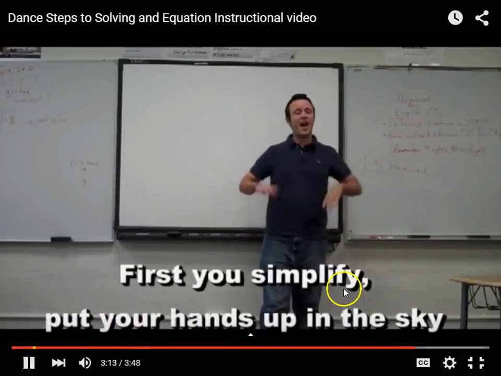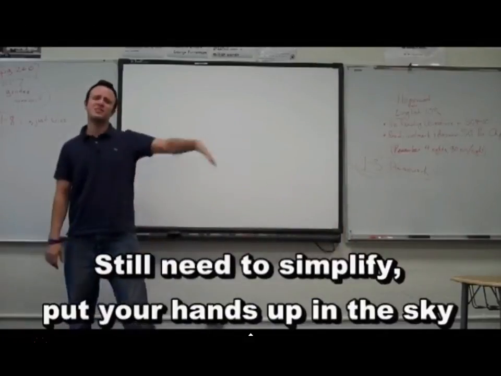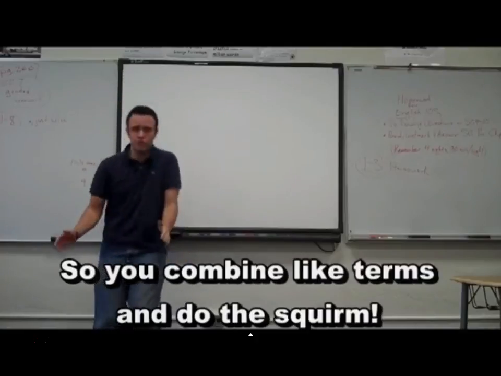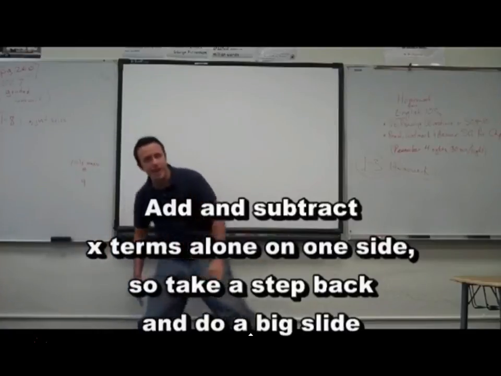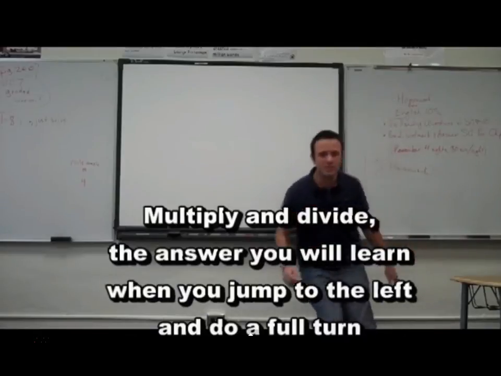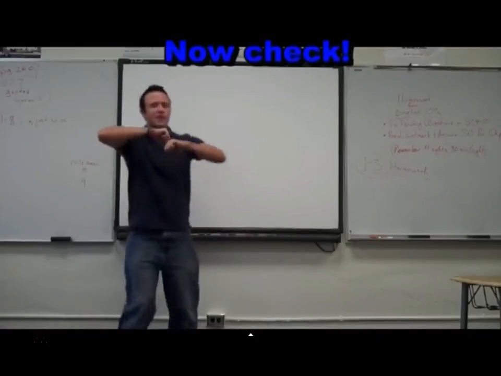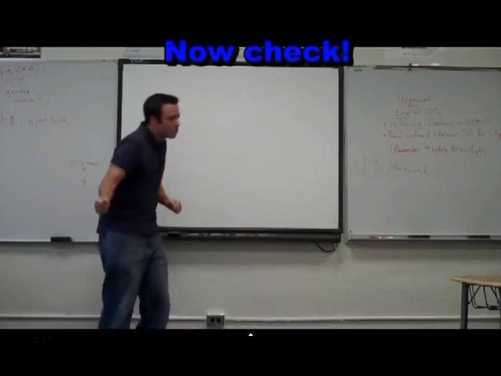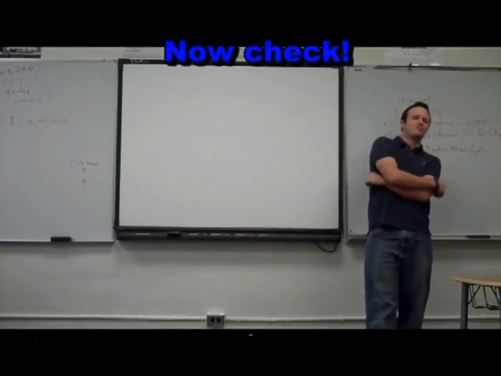First you simplify, put your hands up in the sky, then you distribute and you do a little scoop. Still need to simplify, put your hands up in the sky, so you combine like terms and do the squirm. Add and subtract x terms alone on one side, so take a step back and do a big slide. Multiply and divide, the answer you will learn when you jump to the left and do a full turn. Now check. Check, check, to check, check, check.